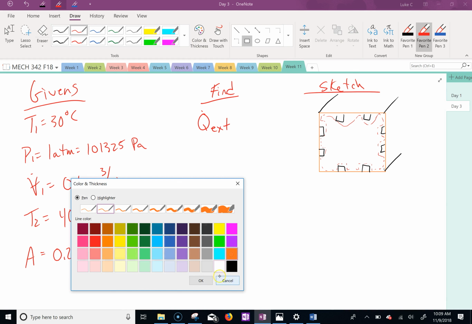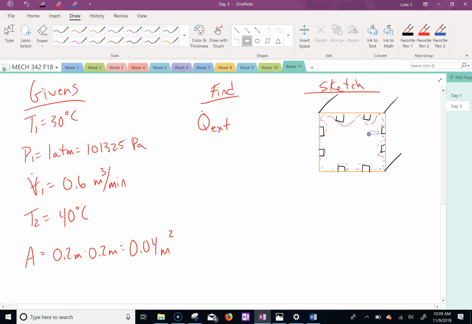So you see those components? They produce Q in to the air, and they also go out to the exit. So some of the heat from the circuits goes into the air, and some of that goes out to the surroundings. And that's what we're looking for.